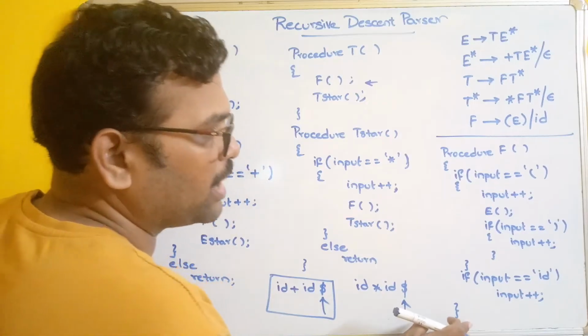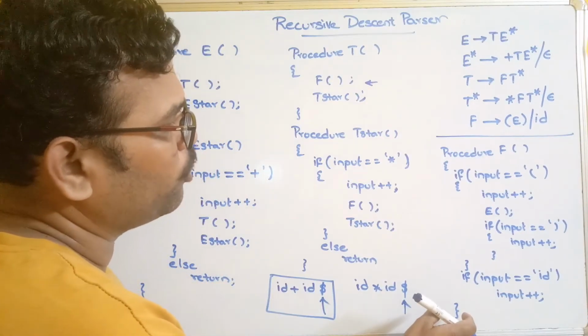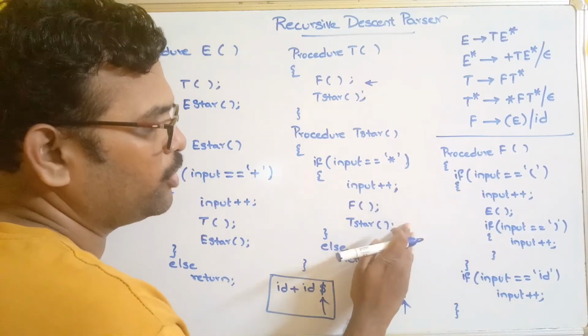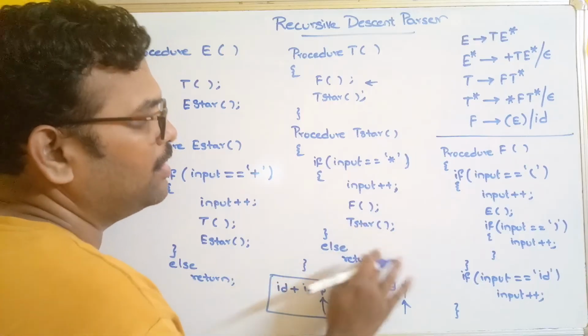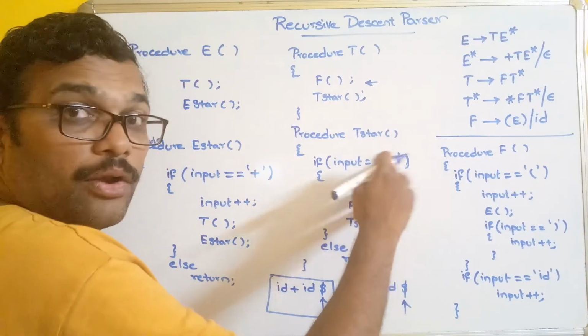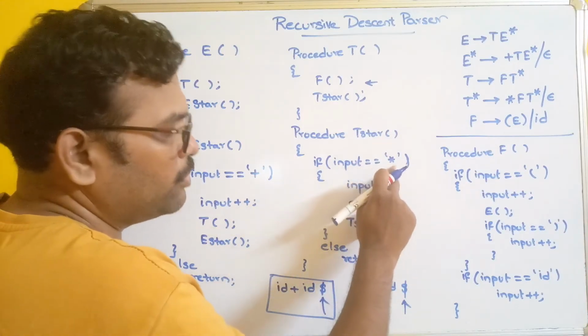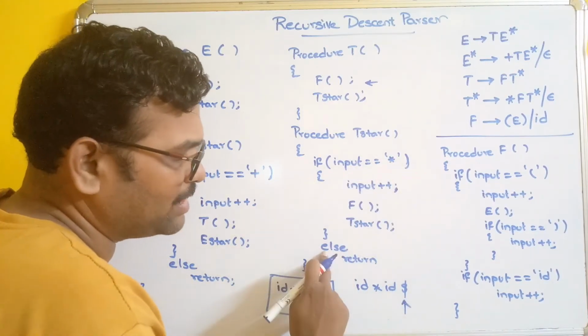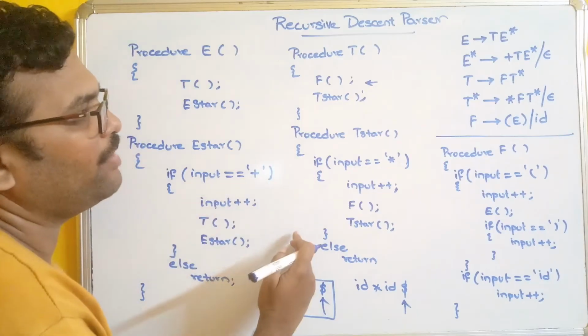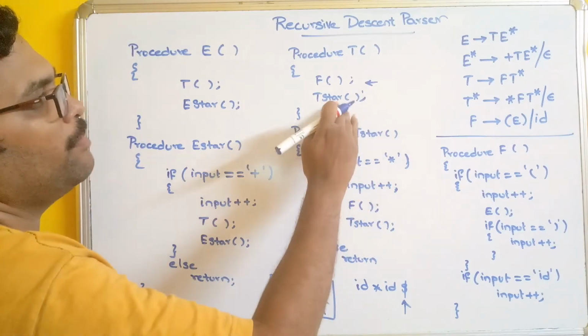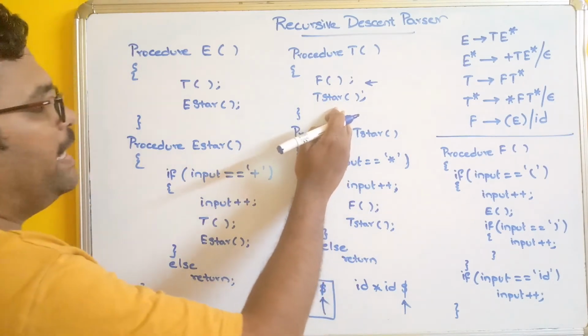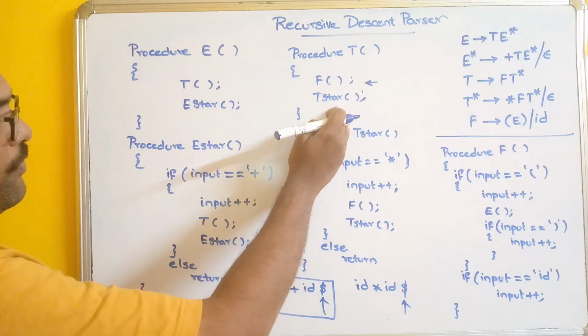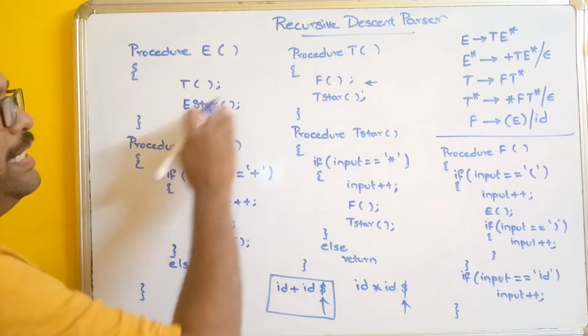So the procedure completed. So to where will it be going? Automatically it will go to the t star. Again t star. So again there is a recursive call. Okay. Now input is equal to star, but here the input pointer is pointing towards the dollar. So false, else, return. So from where was it called? It was called from t, and that t was called from e star.